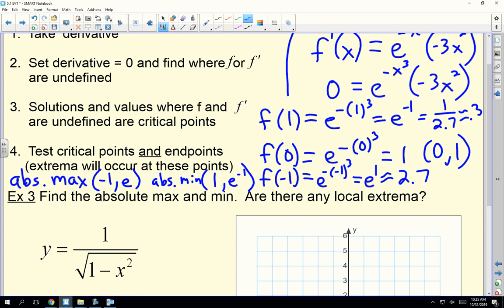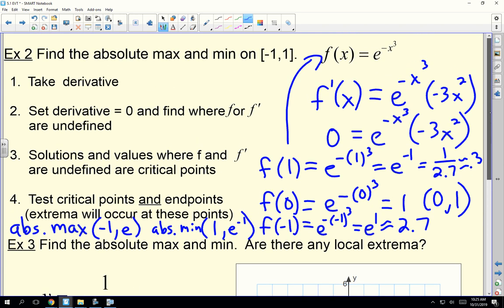But here's how we know. Because this is positive right here, you can divide each side by that whole term. And so you're left with negative 3x squared equals 0. Divide by negative 3, still 0. Take the square root of 0, still 0. So x equals 0. So we can do that algebraically. Okay, does that make sense? So that's how.